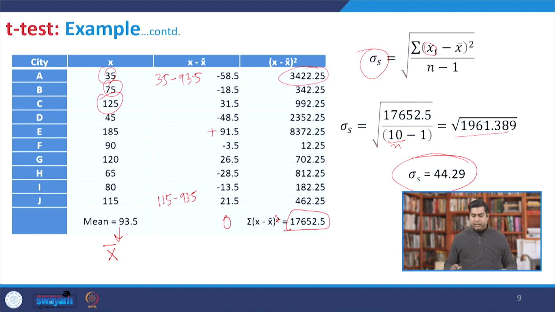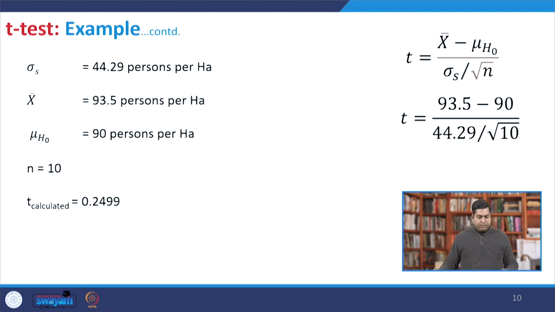Up to that you are done. So, you would be able to make this calculation. You can cross check this calculation at your end. Now, we have those input values: the standard deviation is 44.29, the mean is 93.5, the null hypothesis is where the mean is 90, and the sample size n is equal to 10.